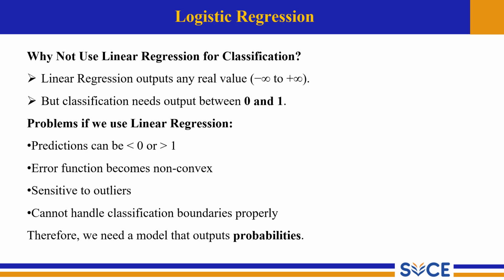So, while linear regression is powerful for predicting continuous outcomes, it fails when applied to classification. The problems include outputs outside the valid range, non-convex error functions, sensitivity to outliers, and poor handling of boundaries. That's why we turn to models like logistic regression, which are specifically designed for classification tasks.